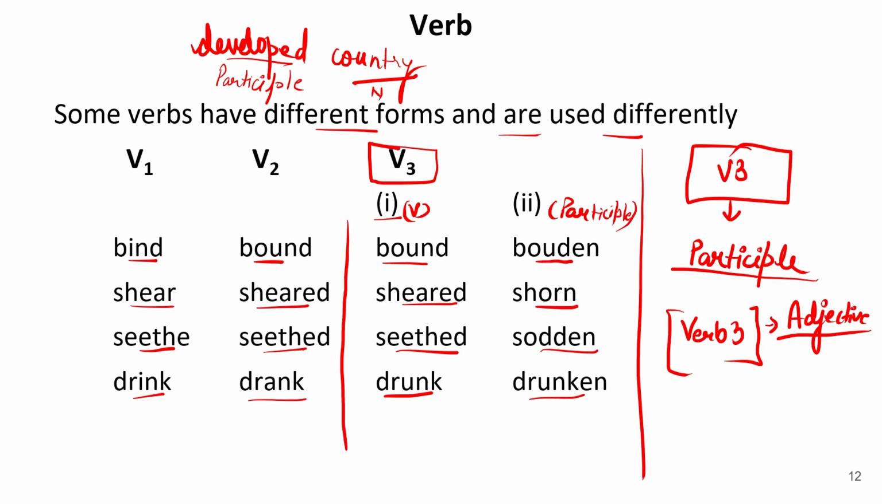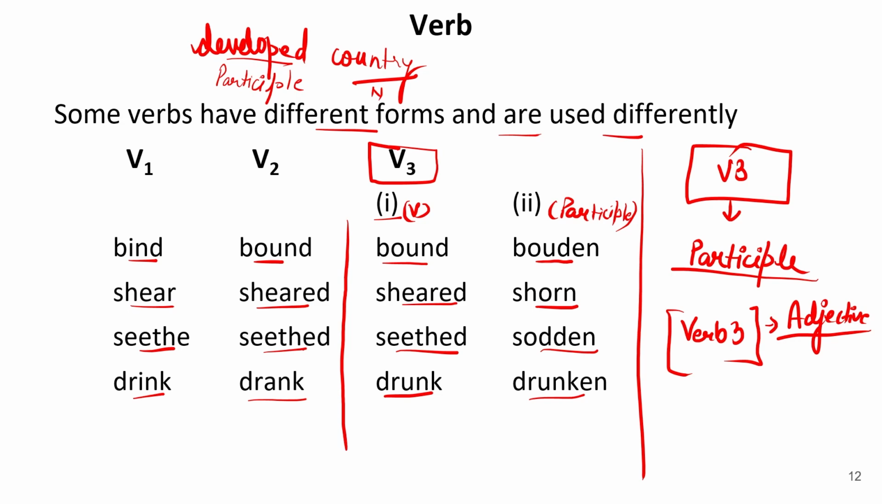But if I say I saw a drunken man, now man is a noun and he is drunken. So drunken is stating the quality of that particular man. Man is a noun and drunken is behaving like an adjective, so that drunken is a participle. We cannot say I saw a drunk man. That will be incorrect, but if I say I saw a drunken man, that will be correct.